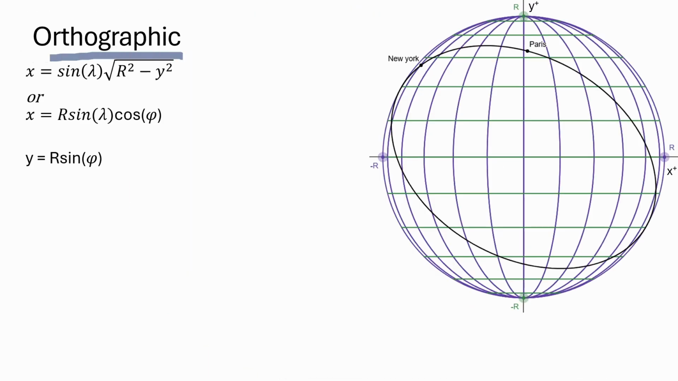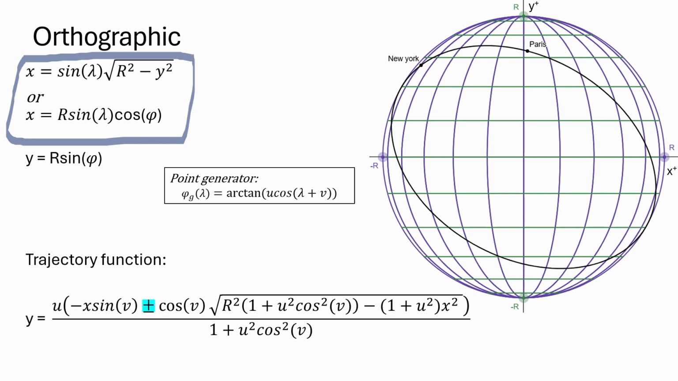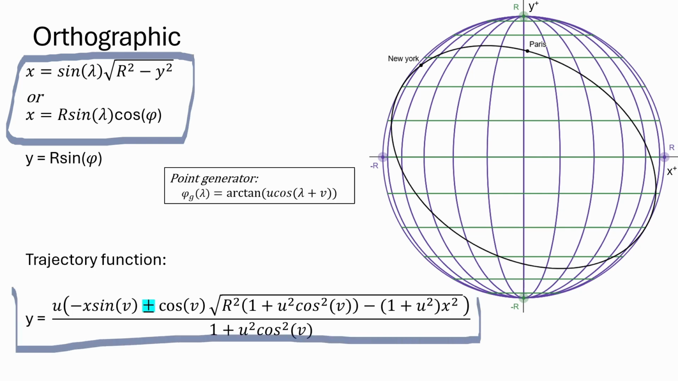This is the formula for the orthographic map projection. This is the formula for the trajectory. The trajectories themselves are actually two functions that trace an ellipse.